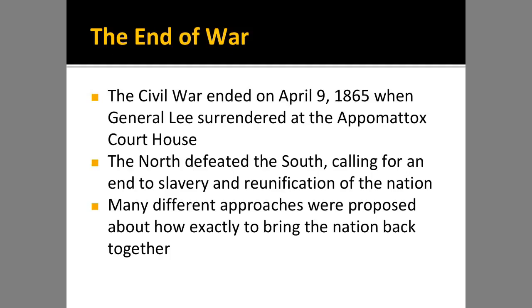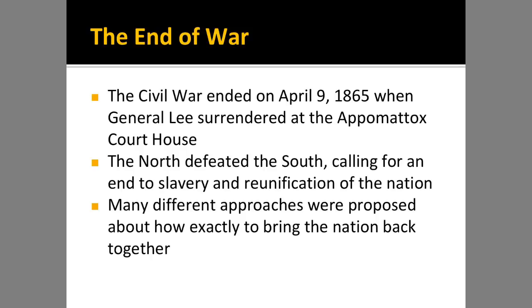So we start with just a recap of the end of the Civil War. This is where we left off last year. The Civil War ended on April 9th, 1865, when General Lee surrendered at the Appomattox Courthouse. Remember that the North defeated the South, calling for an end to slavery and reunification of the nation, which was, you'll remember, the initial goal of the Civil War to start with.